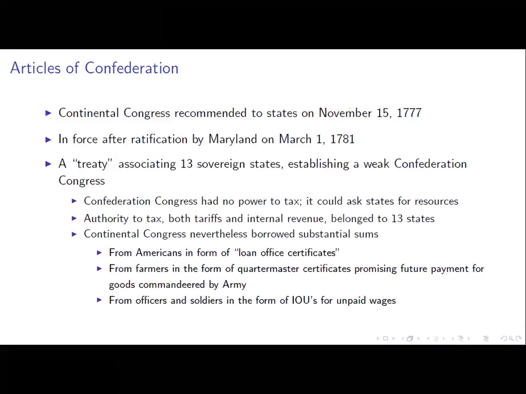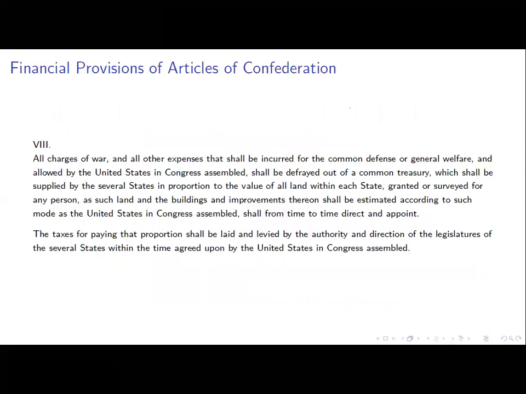But what we'll see is that while the central government doesn't have the power to tax, it's obligated to pay its debts. And they can incur debts in lots of different ways. They have these loan officer certificates, quartermaster certificates, and IOUs to the Army. Okay? Lots of different types of debts. And it's worth going through.